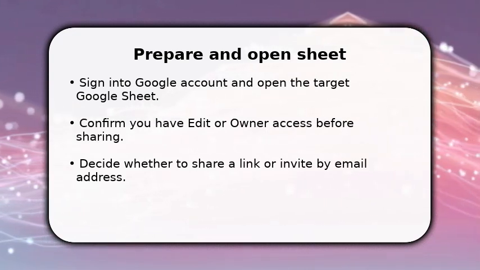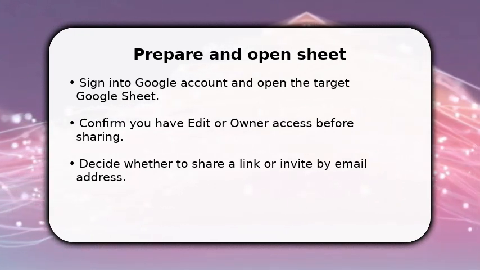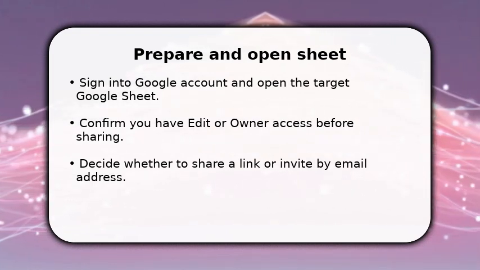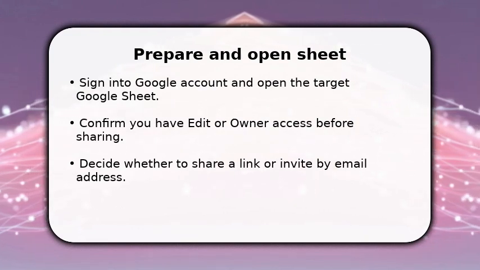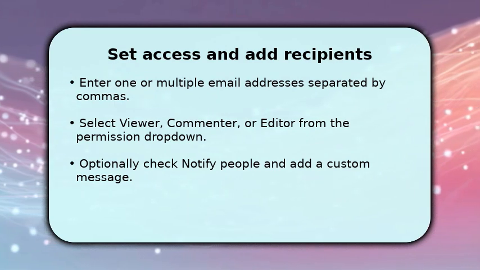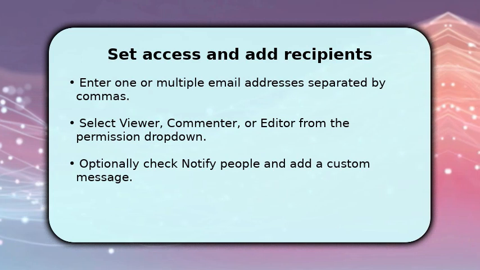Because links can be forwarded, decide between viewer, commenter, or editor permissions now to match how much control recipients should have. You'll now add recipients and define access. Type emails into the Add People and Groups field, use commas for multiple addresses, and pick Viewer, Commenter, or Editor from the drop-down so you limit edits.